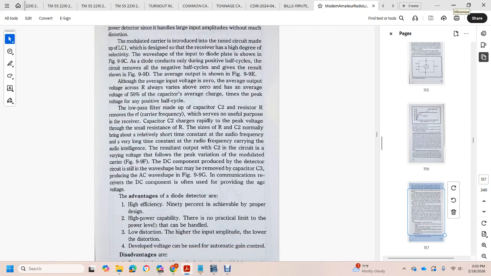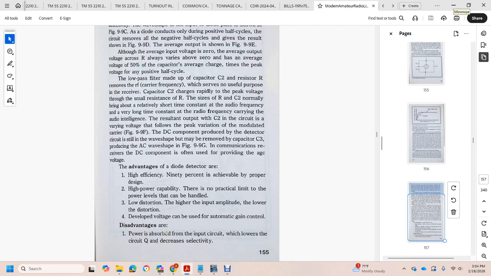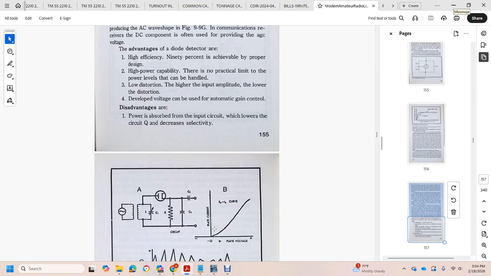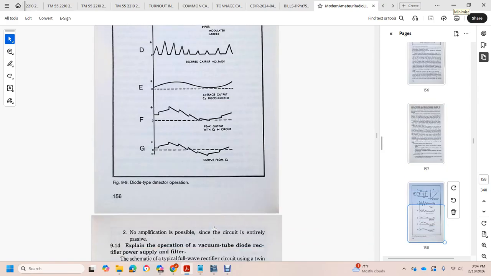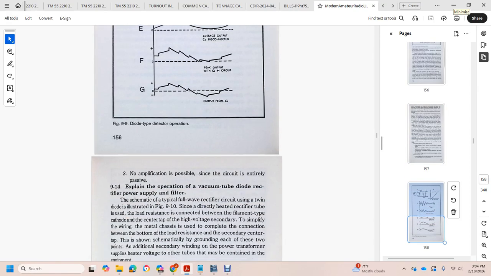Advantages of the diode detector: high efficiency, 90% of the available, with proper design; higher power capability, with no practical limit on the power level that can be handled with low distortion; the higher the input amplitudes, the lower the distortion; and the developed voltage can be used for automatic gain control. Disadvantages: power is absorbed by the input circuit, which lowers the circuit merit with decreased selectivity, and there is no amplification, as the circuit in its entirety is passive.